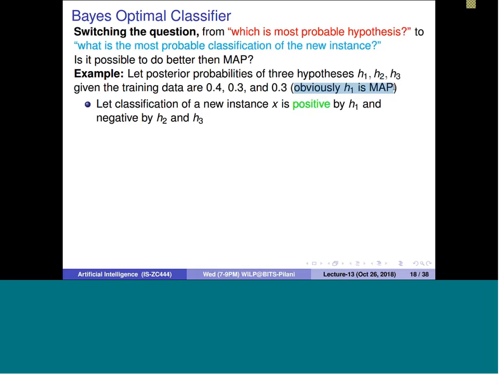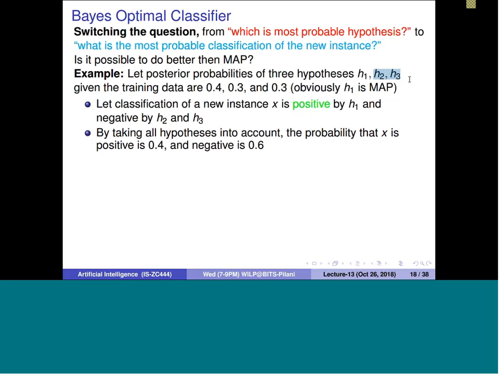Let's assume that the classification of a new instance, some item that is given to me, is positive by H1 and negative by H2 and H3. I ask H1 what the classification is. It says positive, but these two are telling negative. So should I take positive or negative? Definitely I would take positive because I have more confidence in it. I would use only this hypothesis and generally would not ask the others. Therefore I would say that the item is positive.